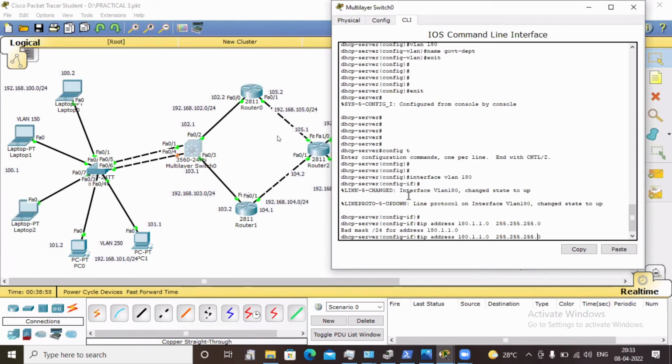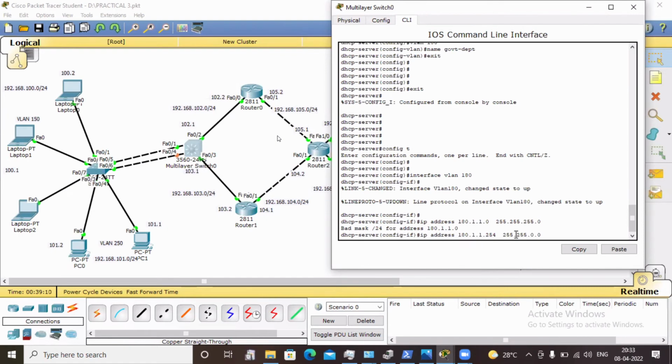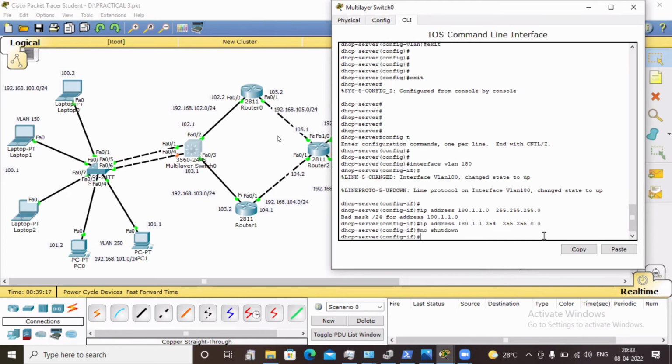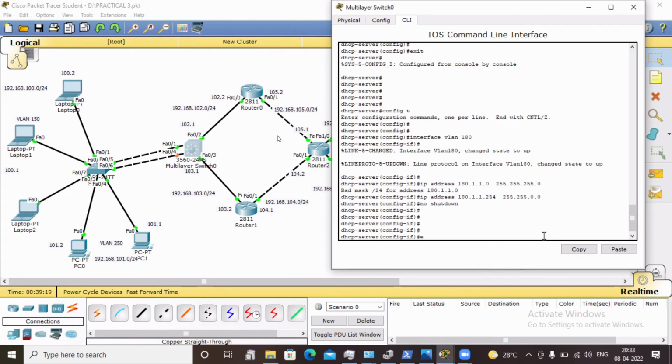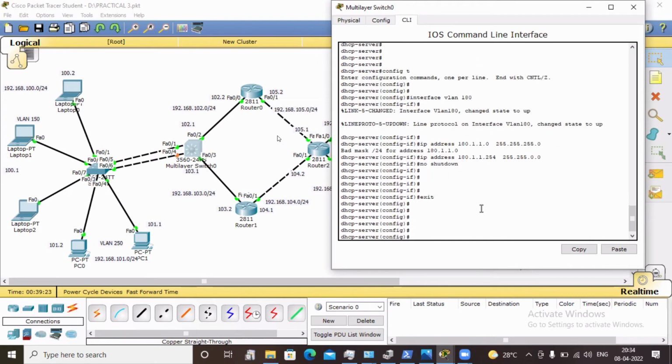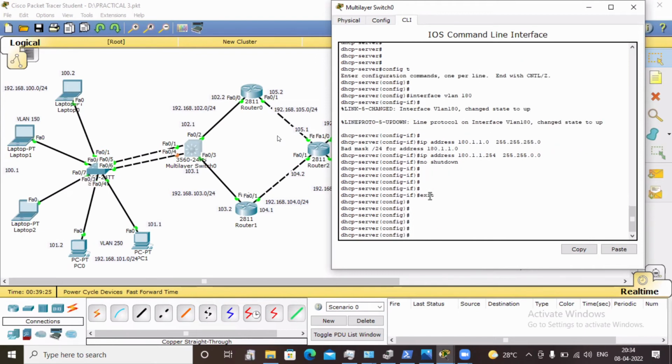Just press one, and remove 255 from the subnet. Right. No shutdown. Go with the exit. That's it.